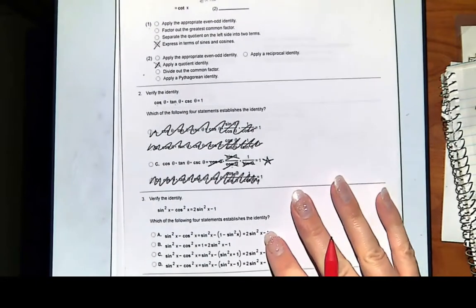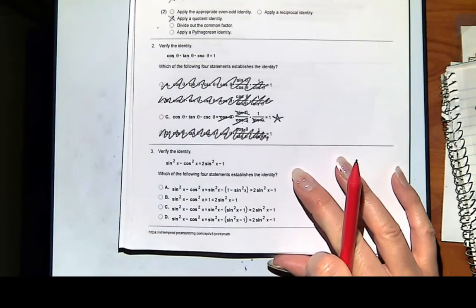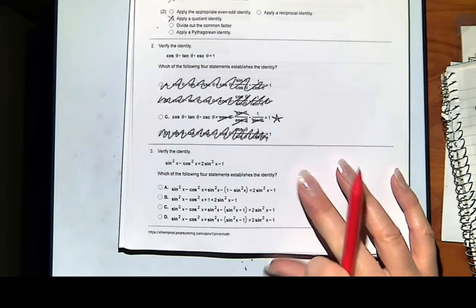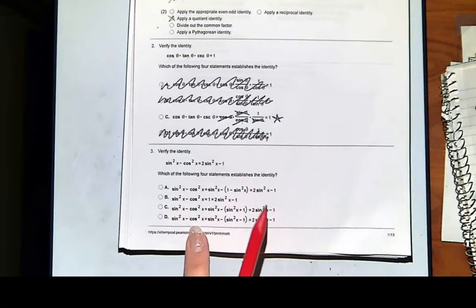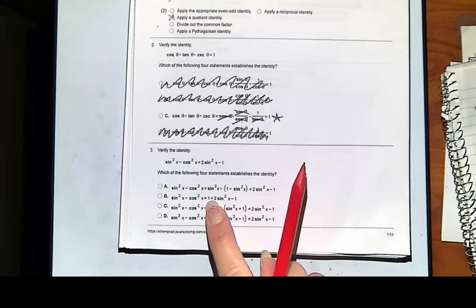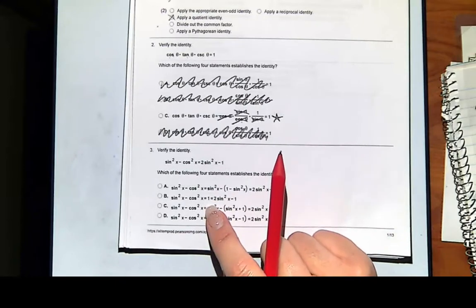Okay? So another one, what can we do? We can say, I don't know. Which of the following 4 statements establishes the identity? So everything works. I've got sine squared minus cosine. That's the same all the way down. So I've got to magically, they just said equals 1. What the heck? All right, so I got to figure out what they did.